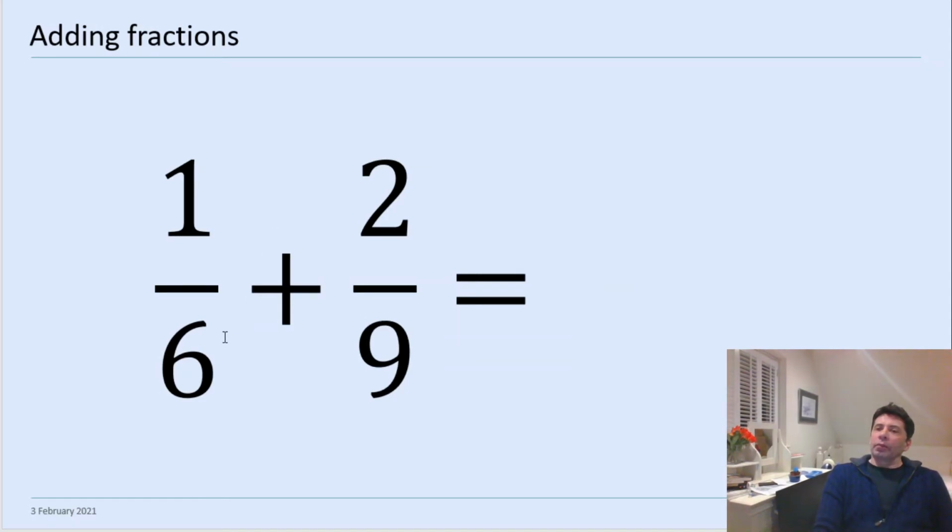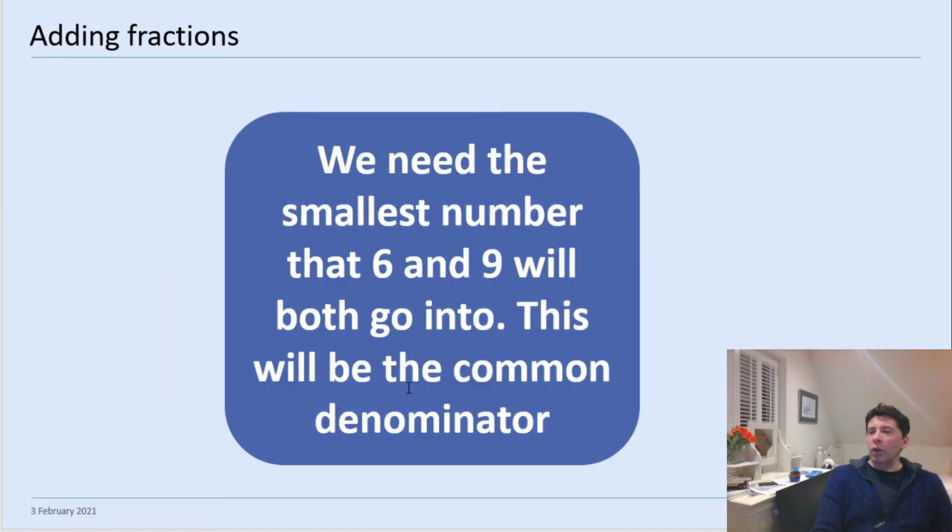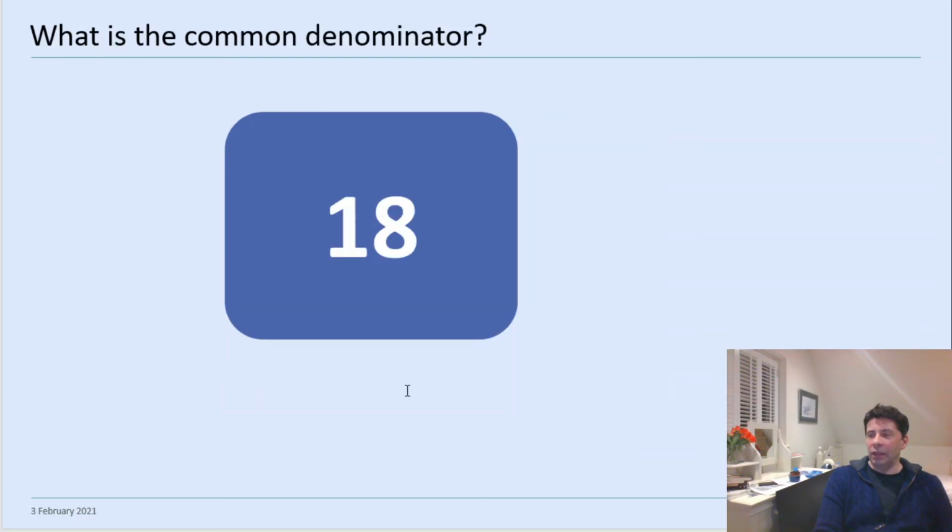Let's do one more. 1/6 plus 2/9. We need the smallest number that 6 and 9 will both go into. This is the common denominator. And the smallest number is 18. We could use 36, and 36 would work, but actually it's simpler to use the smallest number, which is 18.